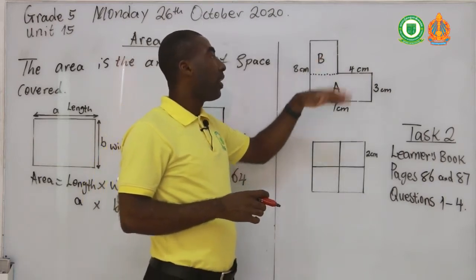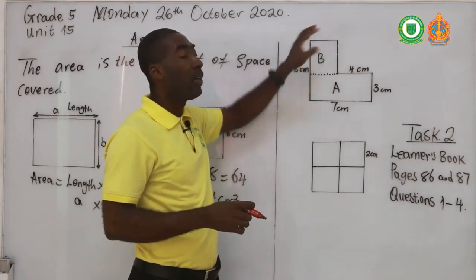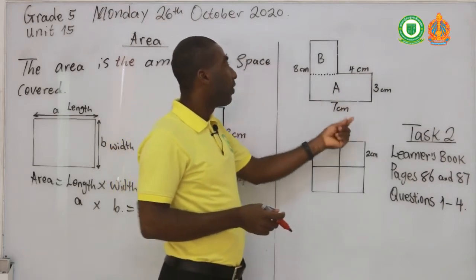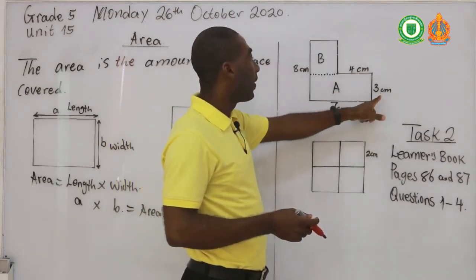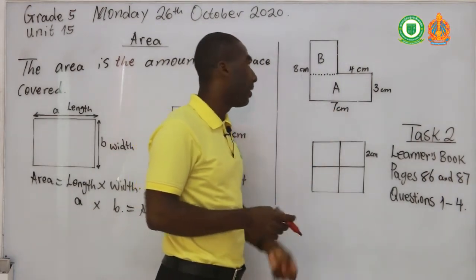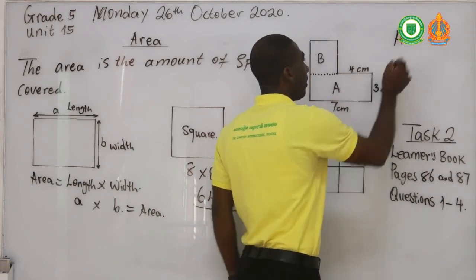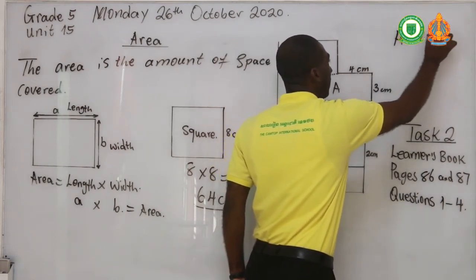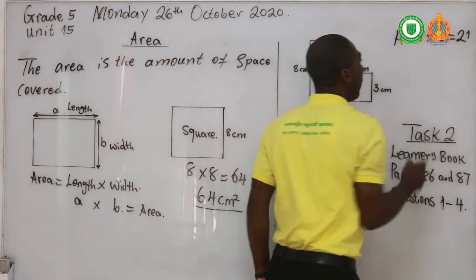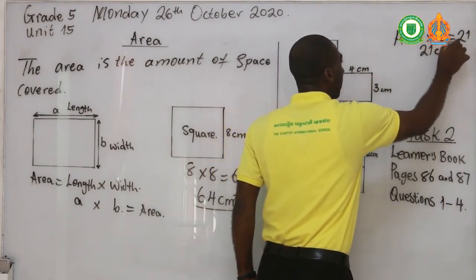So to find the area, what you need to do is find the area of A, and then find the area of B, and then add the 2 together. What you have to know is that A has 3 as the width, and 7 as the length. So we can say that A is equal to 7 times 3, and that will be 21. So that will give us 21 centimeters square.